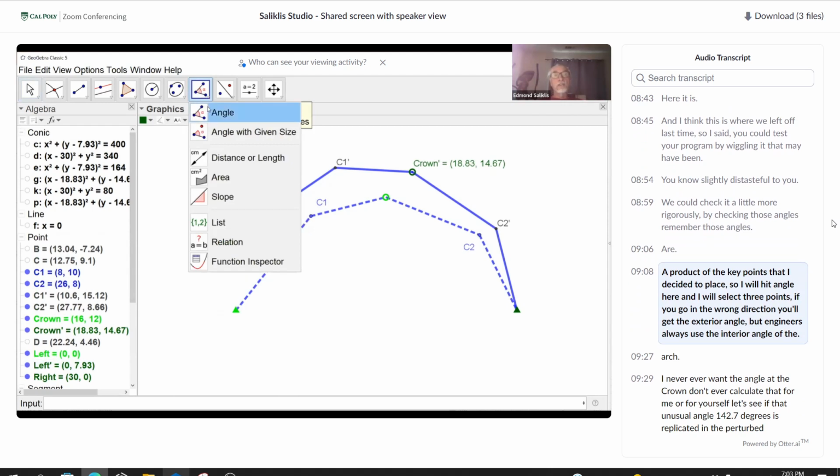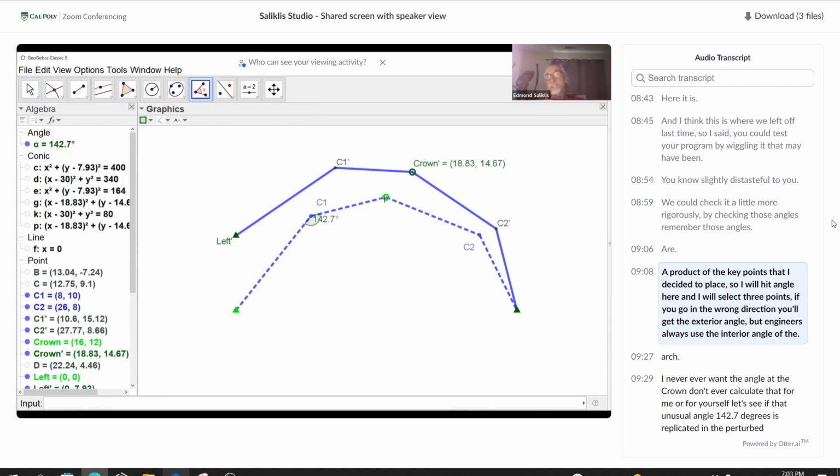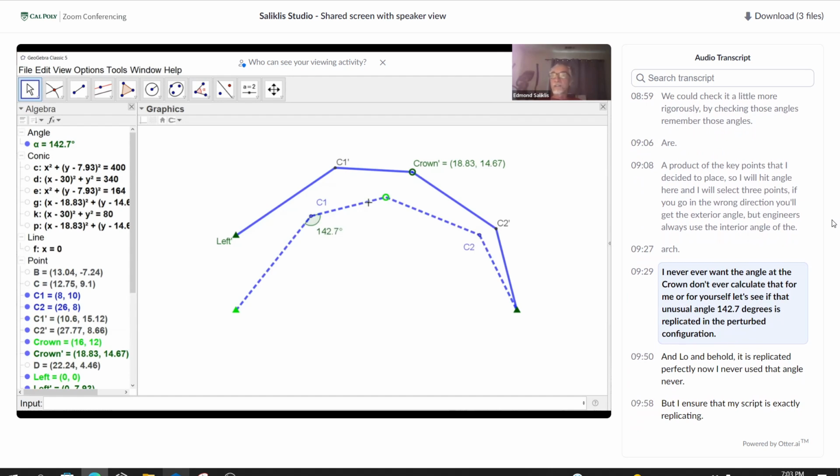So I will hit angle here and I will select three points. If you go in the wrong direction, you'll get the exterior angle, but engineers always use the interior angle of the arch. I never ever want the angle at the crown. Don't ever calculate that for me or for yourself.